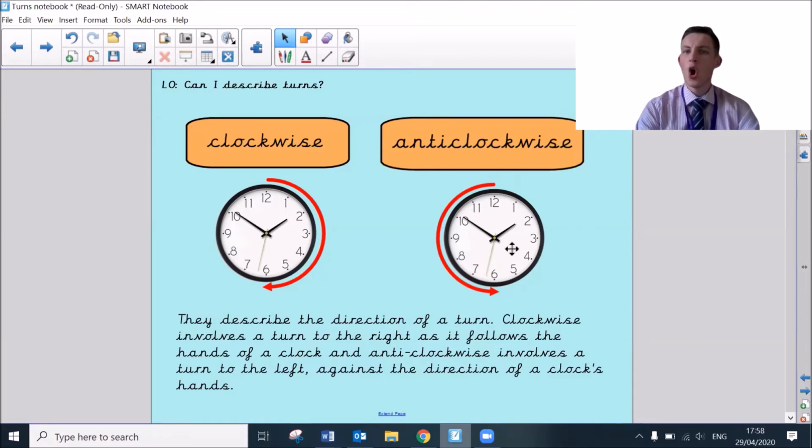We've then got the opposite. And when we've got the word anti in front of it, it means the opposite. So the opposite of clockwise is anti-clockwise. So instead of going round to the right, it's going to turn to the left this time. So it says down here, clockwise involves a turn, so starting from this point in the middle facing forward, facing the 12, it's going to turn to the right and it's going to face down to the 6. And the anti-clockwise involves the same thing, but instead of turning right, you're going to turn left. So it involves going a turn to the left, going against the direction of the normal clock hands. As we say, clockwise to the right, anti-clockwise to the left.